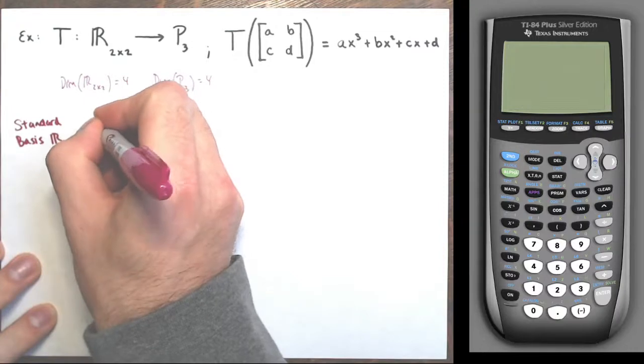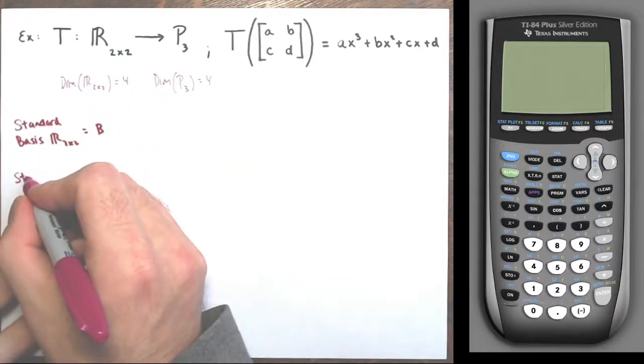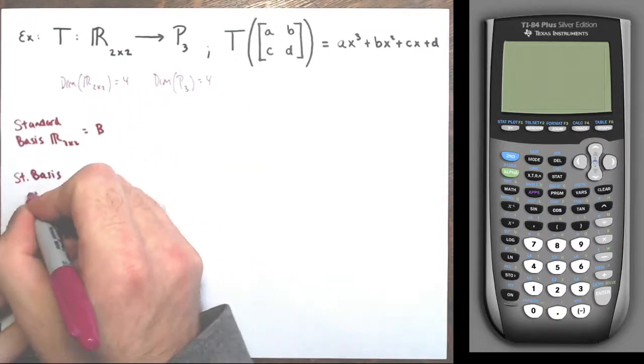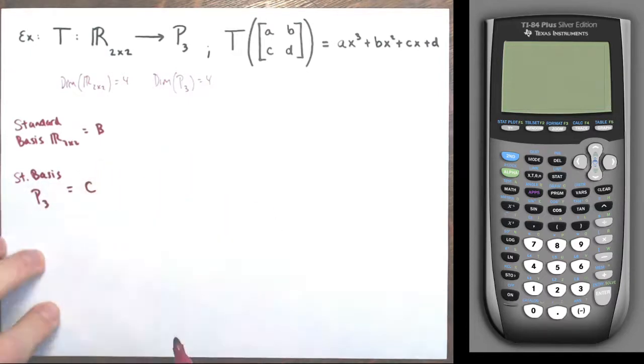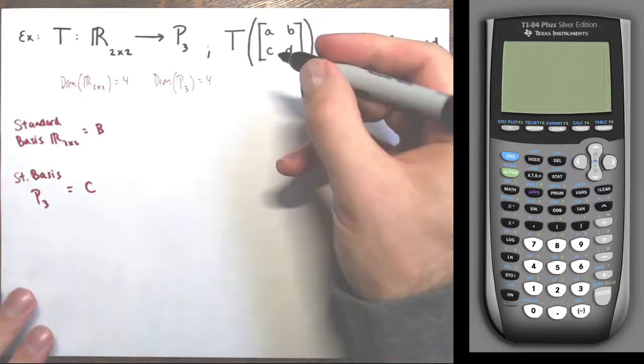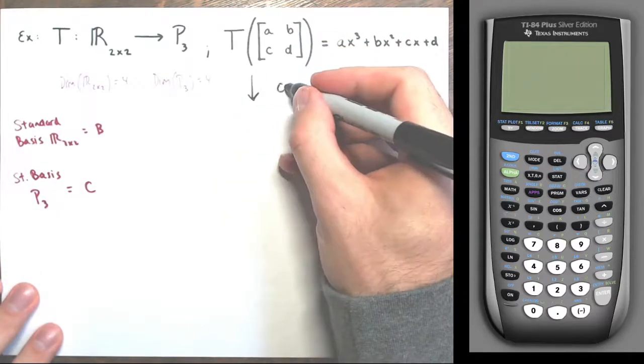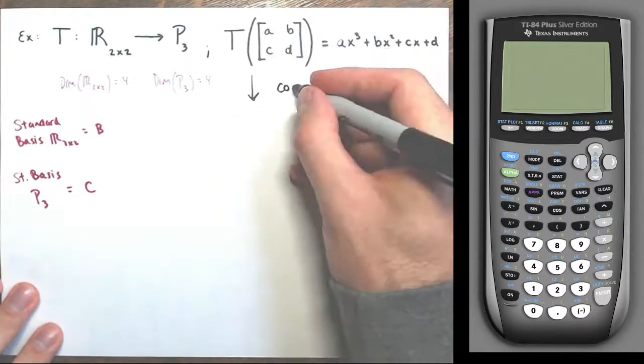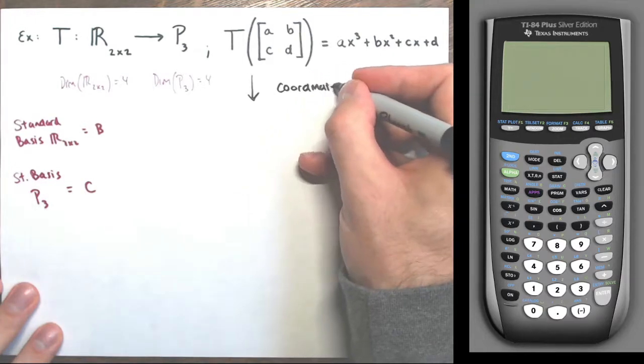I'm going to call that B. And the standard basis for P3, I'm going to call that C. Again, you should know what those sets are by now. These are familiar, hopefully, to you by now. All right, so what I'm going to do is change this input and this output to coordinate vectors.